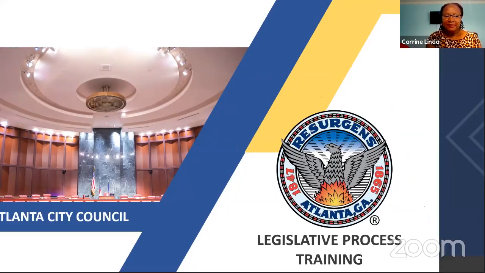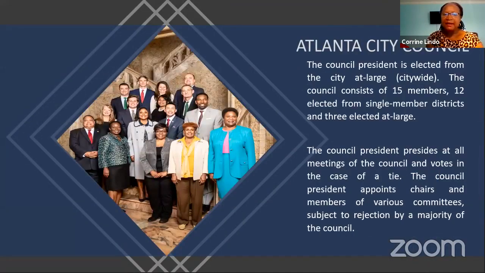Okay, we'll begin. So we have the Atlanta City Council made up of 15 members, including 12 council members who are elected and 3 who serve at large. Currently our at-large members are Council Member Michael Julian Bond, who is at-large District 1. Then we have Council Member Westmoreland, who represents at-large number 2, and Council Member Andre Dickens, who is at-large District number 3.